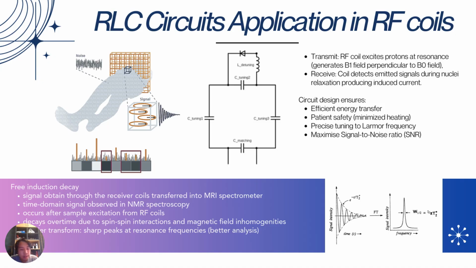As we can see here from the diagram is a free induction decay. It is a signal obtained through receiver coils through the MRI spectrometer. It occurs after sample excitation. It is a time domain signal which can be converted by Fourier transform into a frequency domain, which can be further analyzed for the peaks, which represent the resonance that occurs when the Larmor frequency is matched with the tuned frequency.